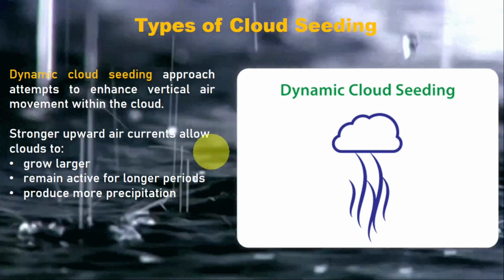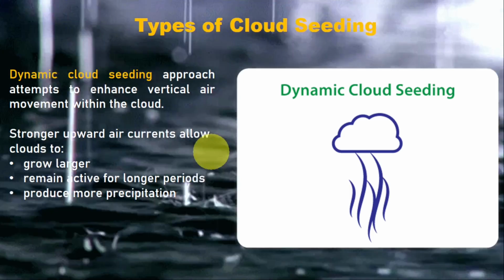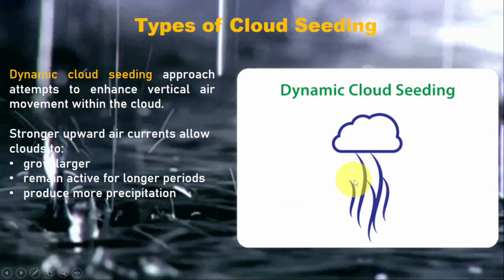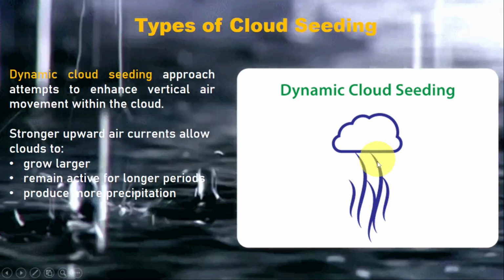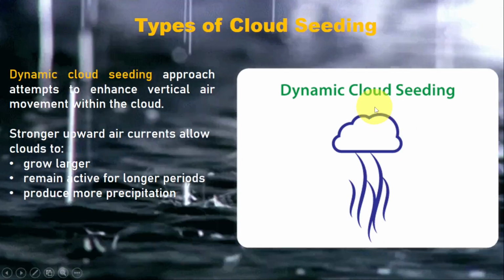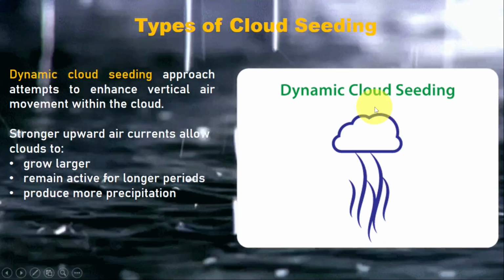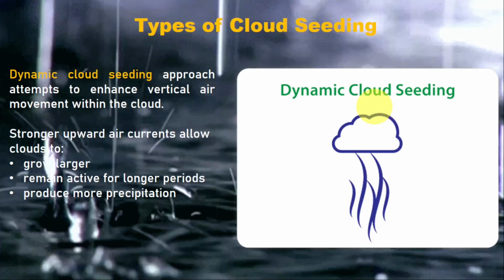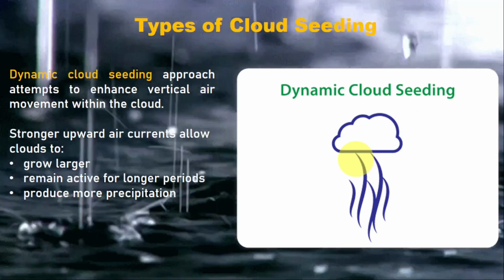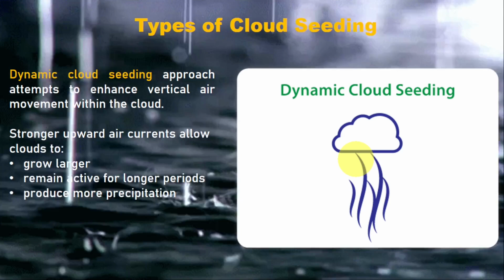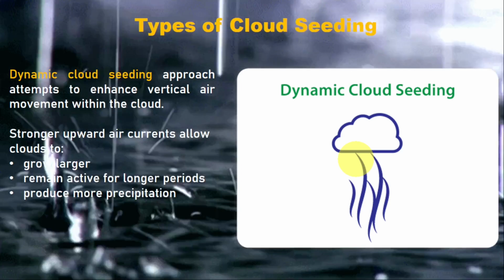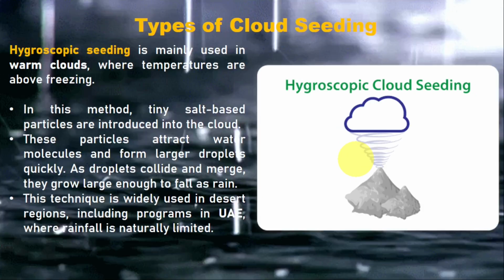Then we have dynamic cloud seeding. This approach attempts to enhance vertical air movement within the clouds, because a very strong upward current allows clouds to grow larger. The cumulonimbus clouds, the storm clouds, are what form. It allows the cloud to remain active for a long period of time and also produce more precipitation.